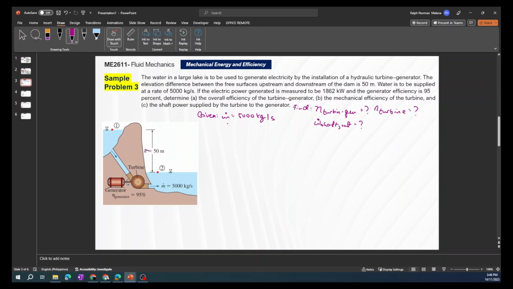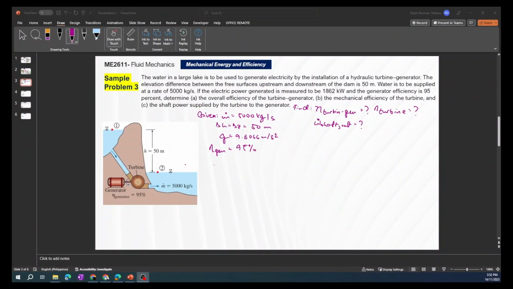Okay, we know that the height difference here is going to be 50 meters. So technically that's H here. Technically that's delta H, or we could also call it delta Z, would be 50 meters. And assume that g is going to be 9.806 meters per second squared. And then I think we can solve it now. We also have an efficiency of the generator of 95%.